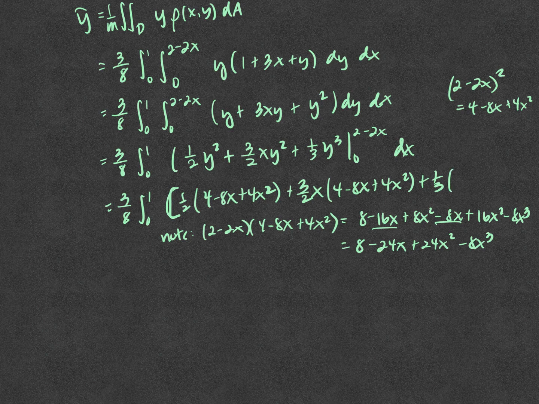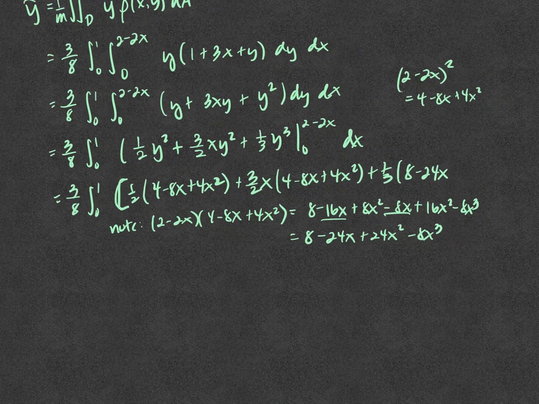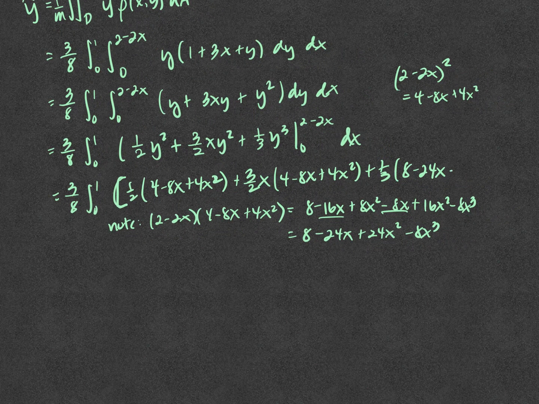So I'm going to plug that in here. 8 minus 24x. I'm going to run out of space. Minus or plus 24x squared minus 8x to the third with respect to x is our next integral. So we have 3 over 8, the integral from 0 to 1. When we distribute this 1/2, we get 2 minus 4x plus 2x squared.